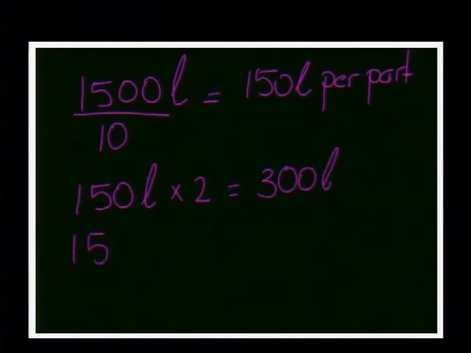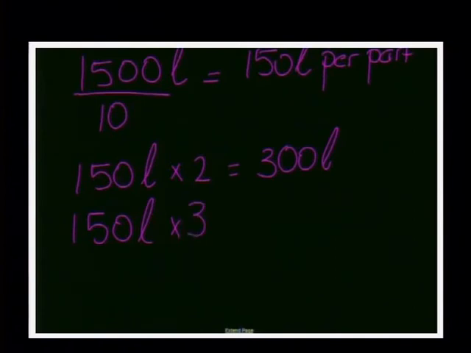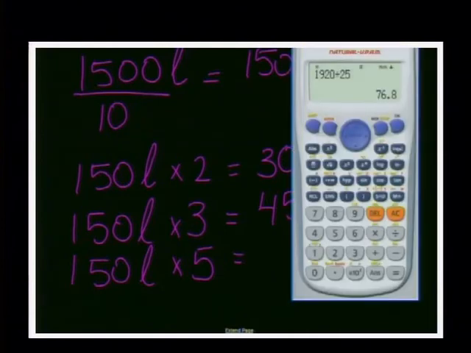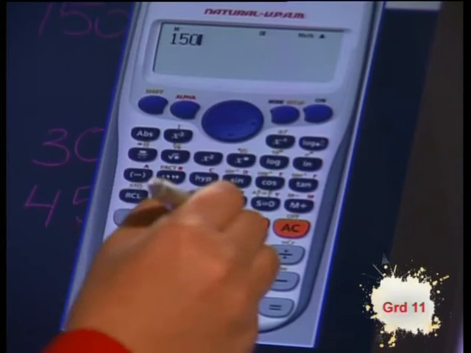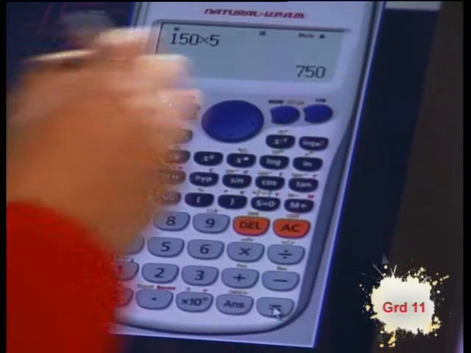And do the same thing for medium, 150 litres, and my medium was 3 parts, so times by 3, and in this case I get 450 litres. And lastly, 150 litres times by 5, that was for the large. And do we need a calculator? 150 times 5, and we get 750 litres.